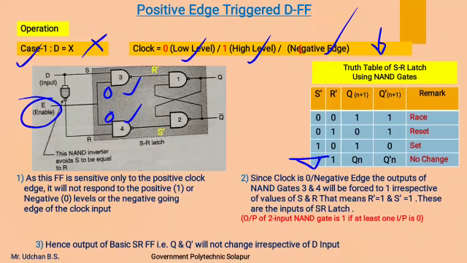This is the condition when R dash and S dash both are 1. At that time output will not get changed. Hence the output of basic D flip flop, here by mistake SR flip flop is written, that is Q and Q complement, will not change irrespective of the D input.